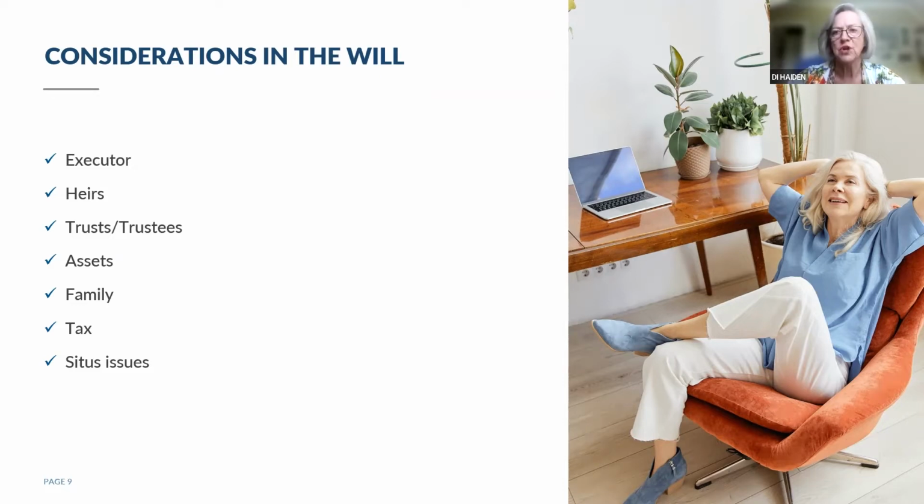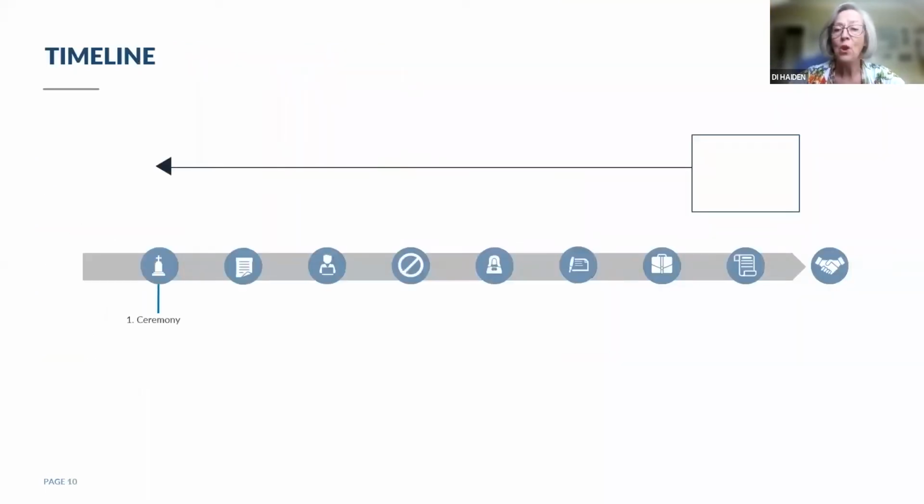Then obviously you've just got to be aware of what the tax consequences are going to be, where all your assets are, and what extra tax or extra points we need to take into account if your assets are sitting in other jurisdictions. So once you've done all that, you've counted everything and set your will up, and then you die. What happens then? There's a whole timeline, and I'm going to run through it quickly so we don't spend too much time on this section.